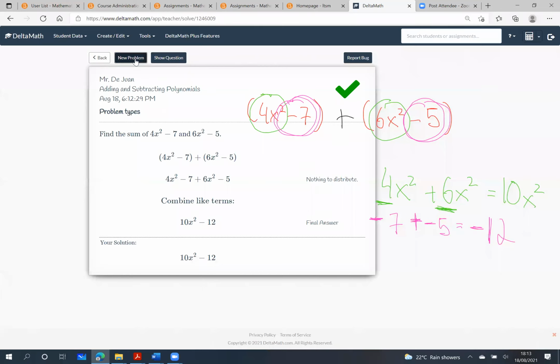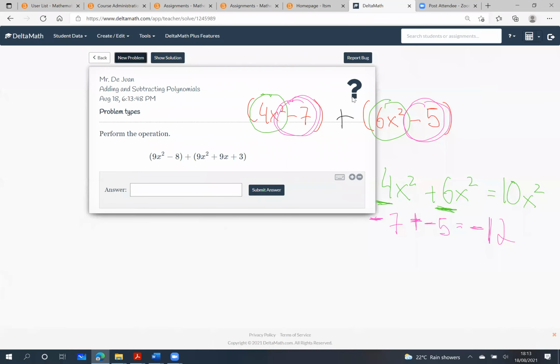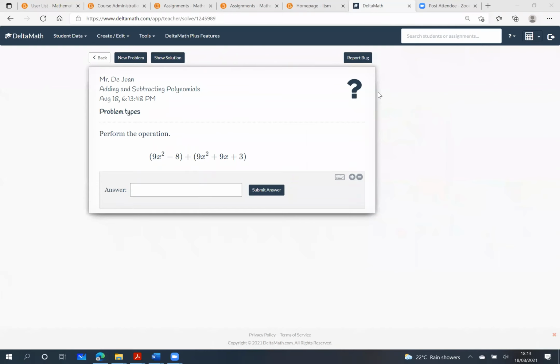Check, check. Let's take a look at one more. Ooh, this is a good one. This is a real fancy one. I like it. A fancy question. Fancy pants over here. All right, so take a look at this.